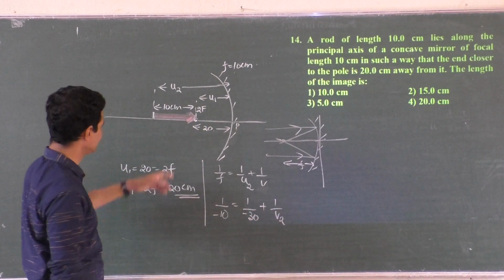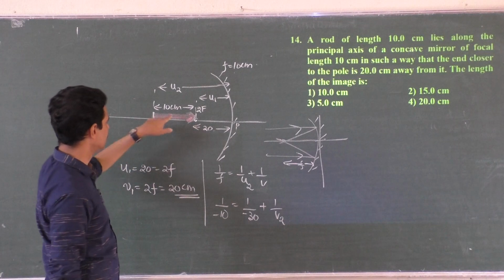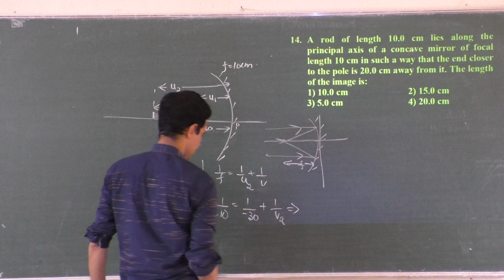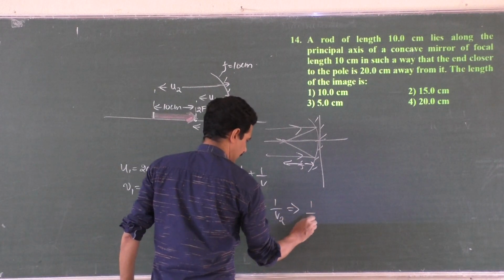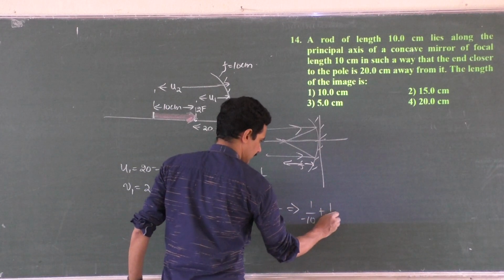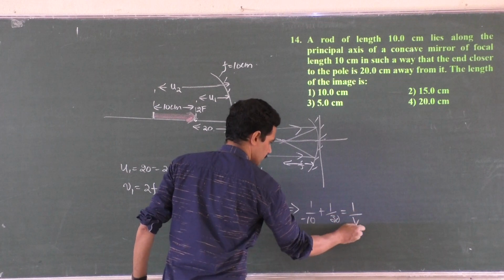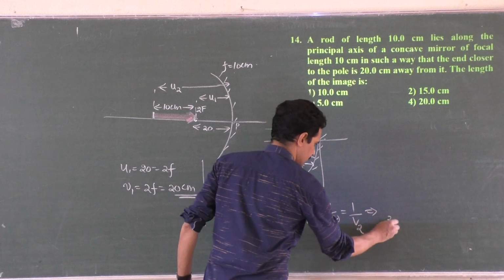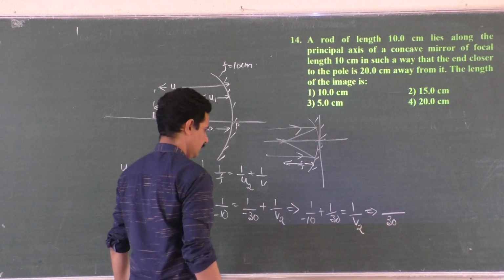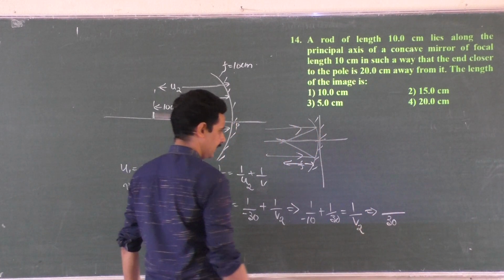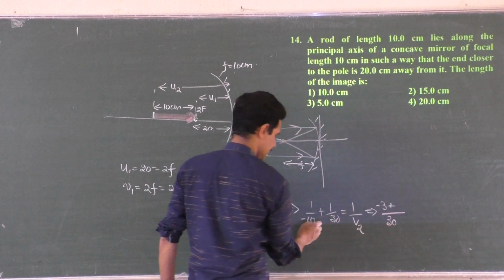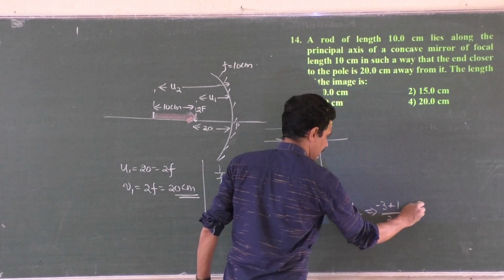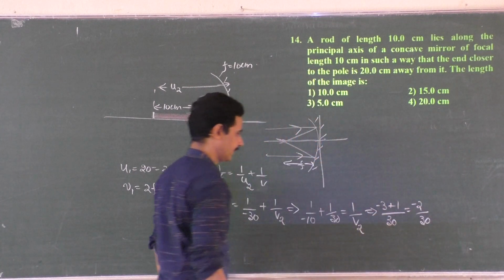Is it correct? Yes. 20 plus 30, 10. This end is at 30. So what is this? That implies minus 1 by 10 plus 1 by 30 is equal to 1 by v2. 30 is common, that implies minus 3 plus 1, minus 2 by 30. Am I right?